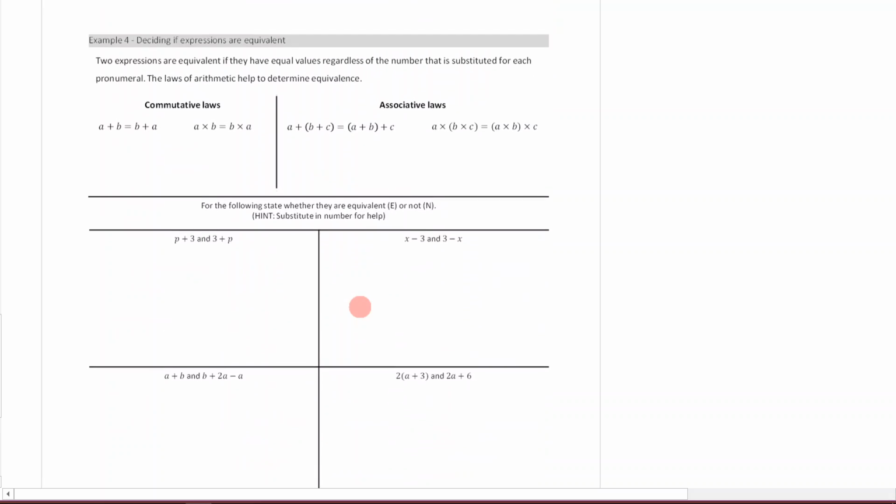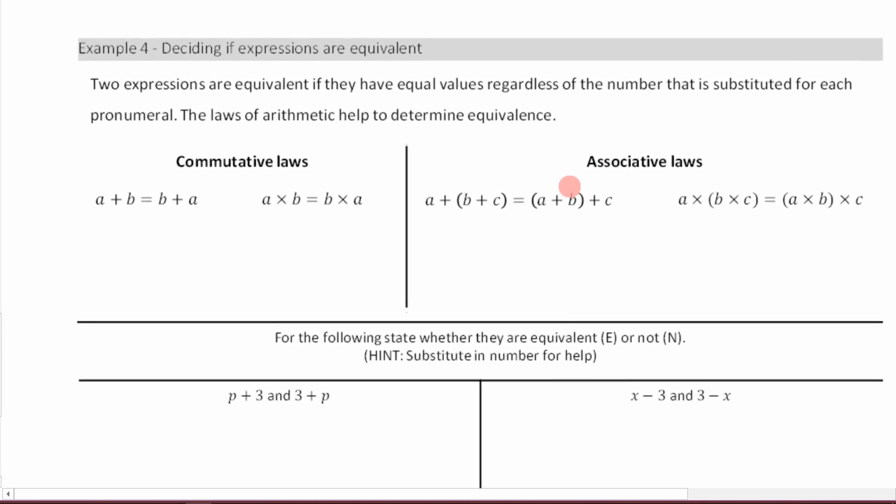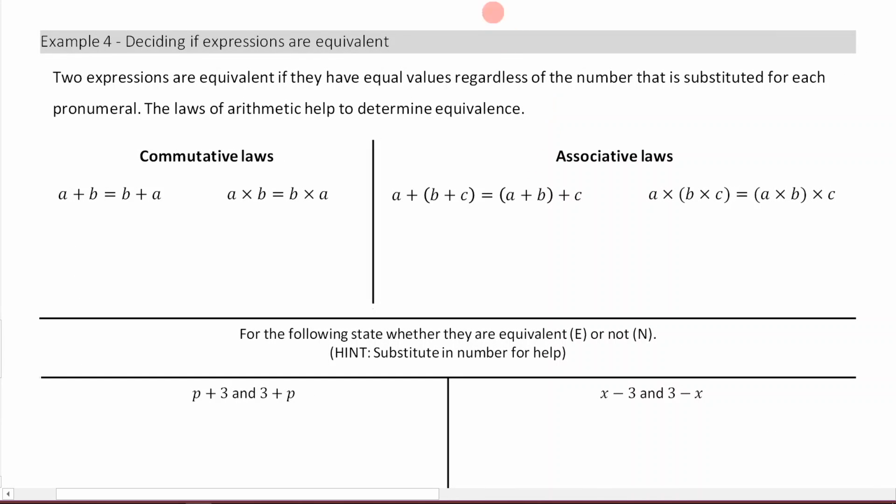Okay, so the last part of this chapter is talking about equivalence. So let's read this very important statement here. Two expressions are equivalent if they have equal values regardless of the number that is substituted for each pronumeral. The laws of arithmetic help to determine equivalence. We have the commutative laws and we have the associative laws. So let's just quickly run through what these laws tell us.